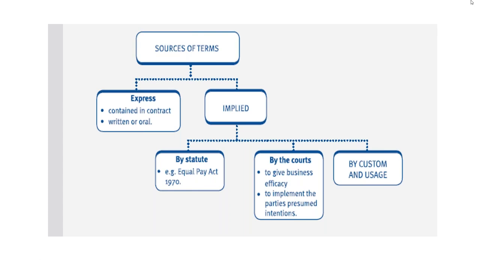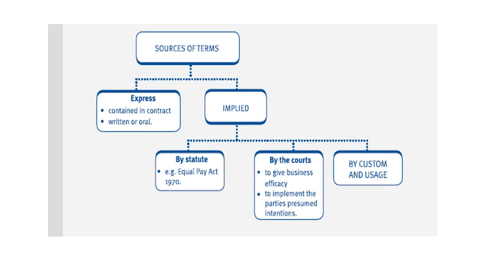Sources of terms. The terms of a contract can be expressed. Express means contained in the contract, written or oral, or they can be implied. Implied terms can be by statute, by law, by the courts to give business efficacy to implement the parties' presumed intentions, and by customs and usage. So basically the sources of terms, from where the terms will be included in the contract, can be express, in written or oral form, or they can be implied. Implied means by statute, by the courts, and by customs and usage.